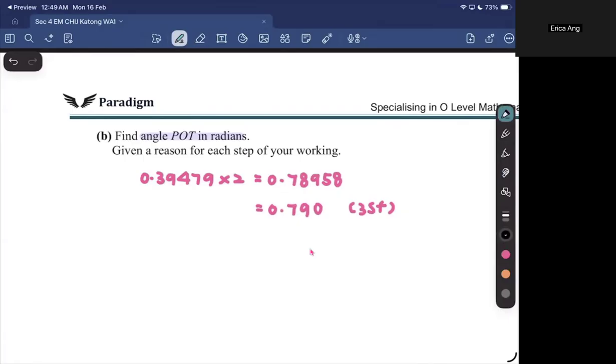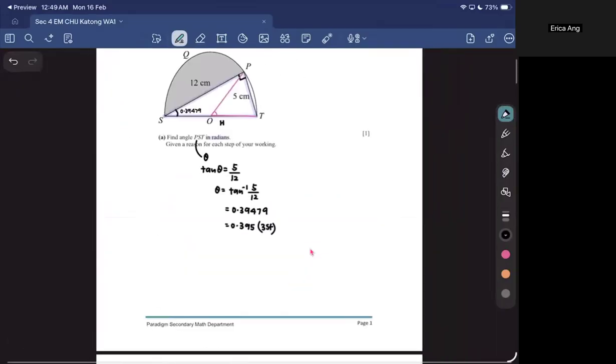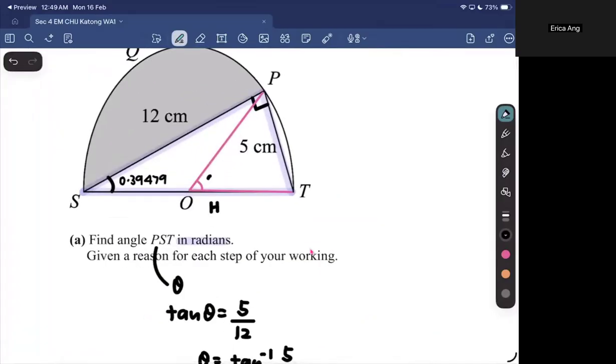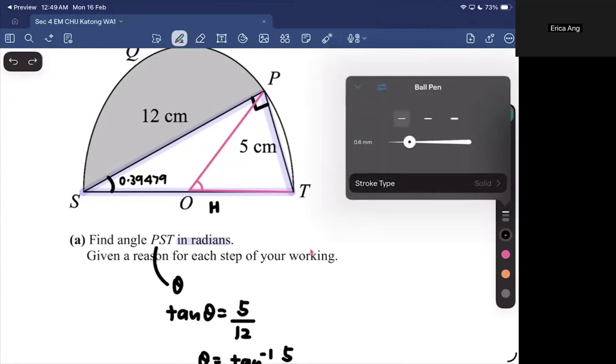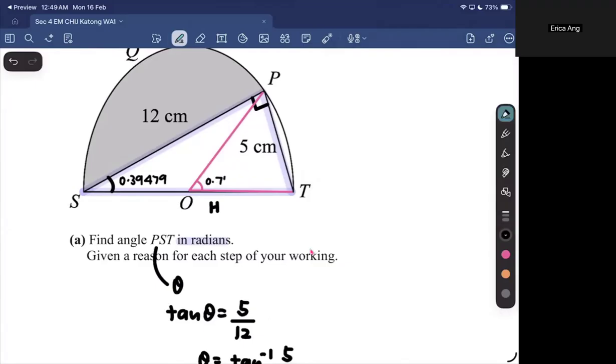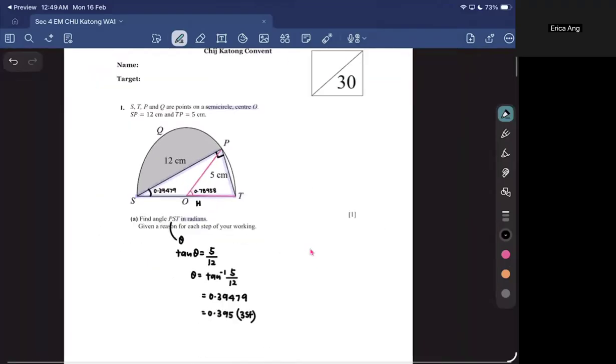They want you to write a reason. The reason is: angle at center equals 2 times angle on circumference. Then the answer is 0.78958.